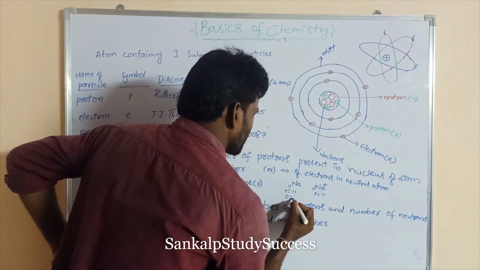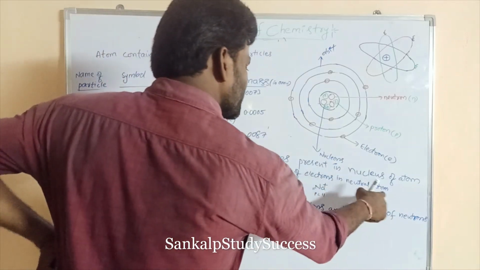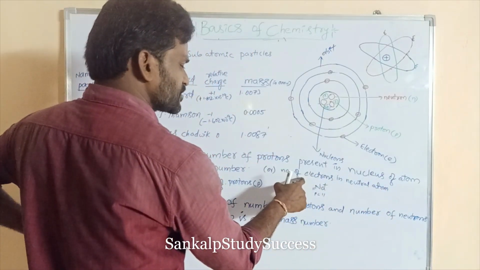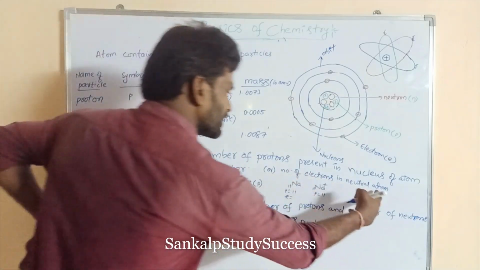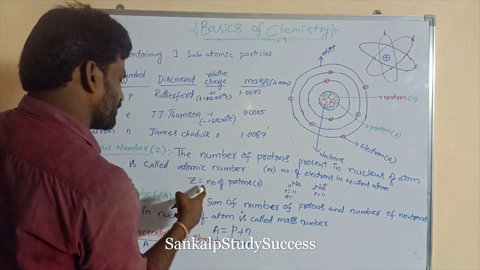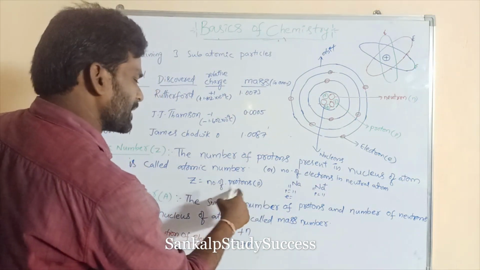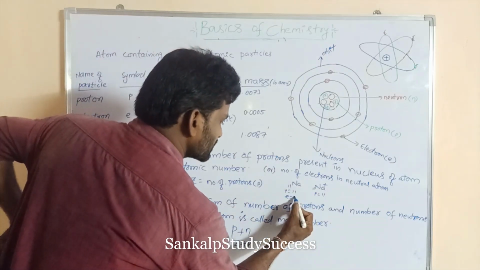But the number of electrons? The number of electrons in a neutral atom. This is the neutral atom. It does not have any charge. So the number of electrons in a neutral atom is equal to the atomic number. So Z is equal to the number of electrons, or Z is equal to the number of protons. So what is its atomic number? 11. So its number of electrons is also 11.